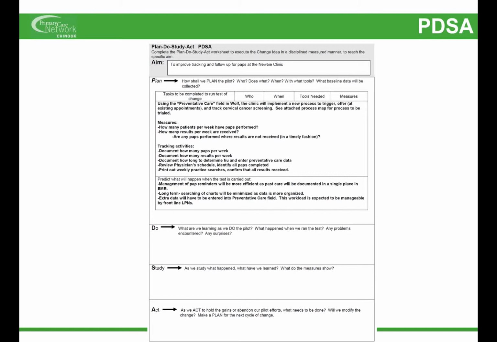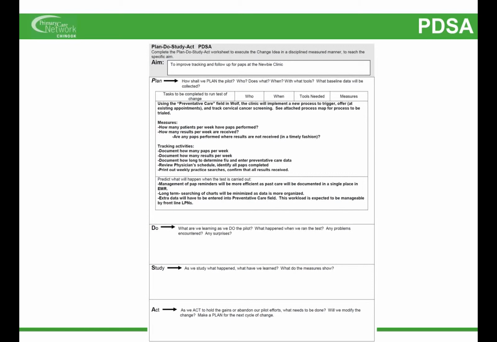And they determined that using the preventative care function in Wolf, which was their EMR, they were going to develop a new trigger and then use the preventative care field to track those interventions over time. They did have concrete measures in place where they would measure how many patients per week were having PAPs performed and how many results were being received. They wanted to make sure that every result that they received actually matched up with a patient who had had a PAP and that none were missed. They also wanted to put in some tracking around the volume and workload of this because this was a new process. And so they set up a measurement system around that.